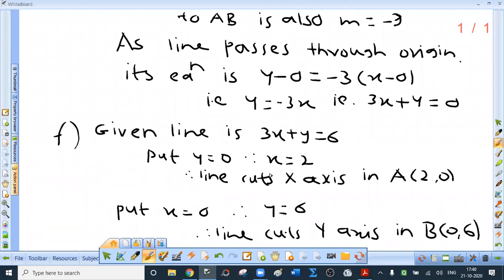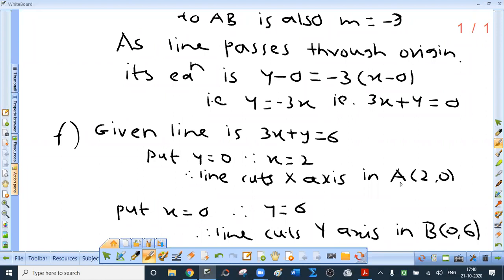See, this is the given line. Put y equal to 0, x equal to 2. So this line cuts the x-axis in which point? A (2, 0). If you put x equal to 0, you get y equal to 6. So this line cuts the y-axis in which point? B (0, 6). Now the required line bisects AB. So midpoint formula. What is the midpoint of segment AB? (2 plus 0) upon 2, that is 1. (0 plus 6) upon 2, that is 3. So the required line passes through (1, 3).